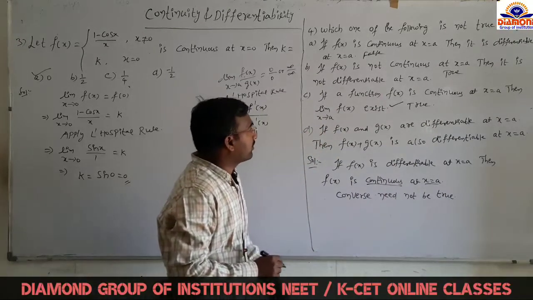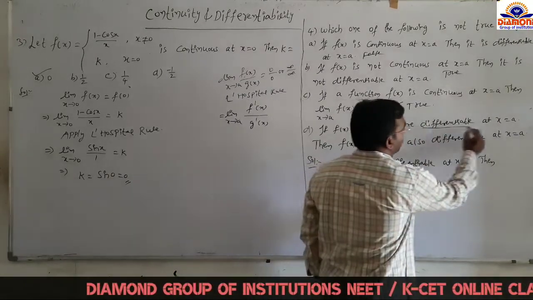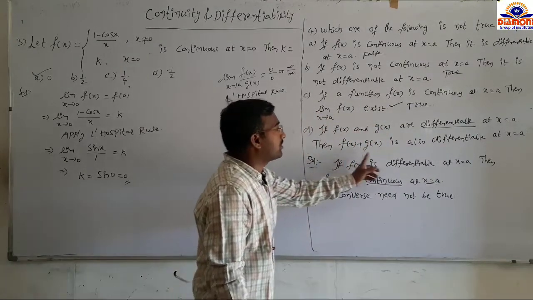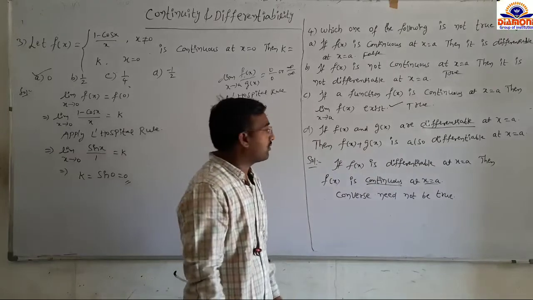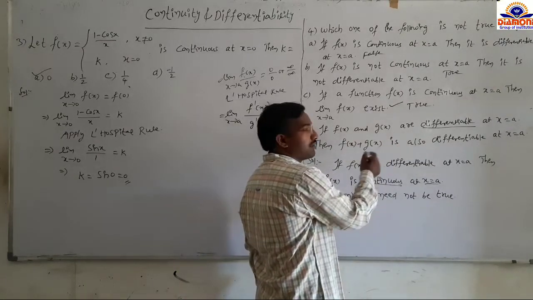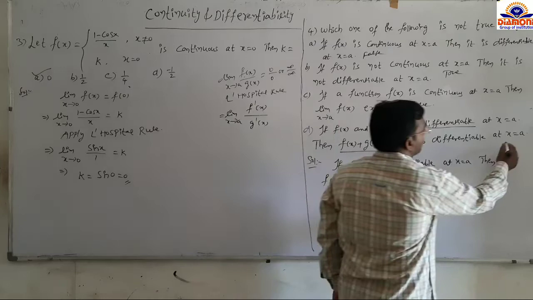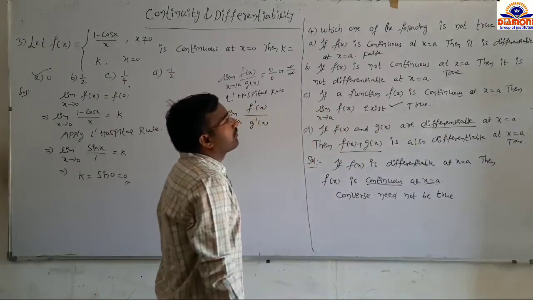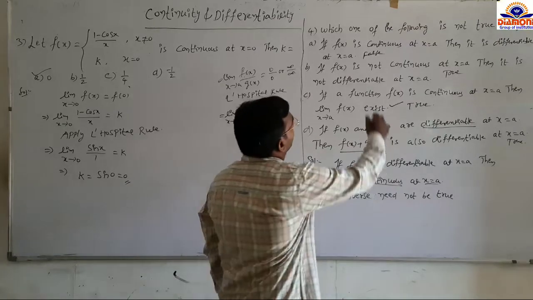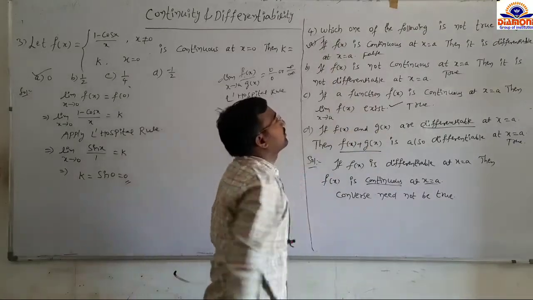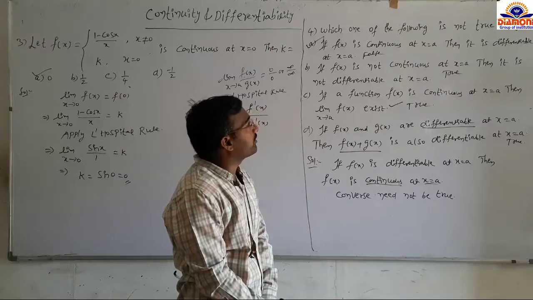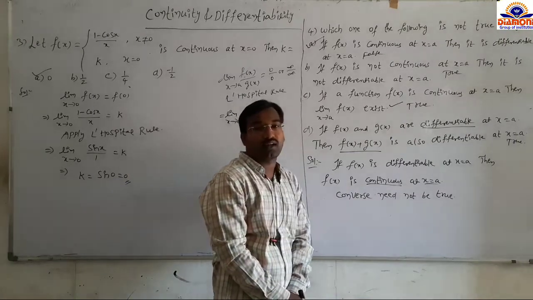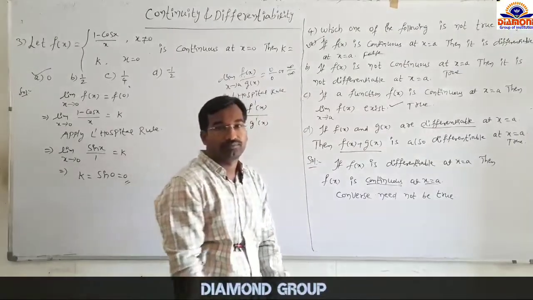What is the last option? If f of x and g of x are differentiable functions at x equal to a, then f of x plus g of x is also differentiable. This is also always true. If f and g are differentiable, their addition is also differentiable. So what is the not true, that means the false option? Option A. This is the right option. If the function is continuous, then it is differentiable at x equal to a. This is not always correct. Okay?